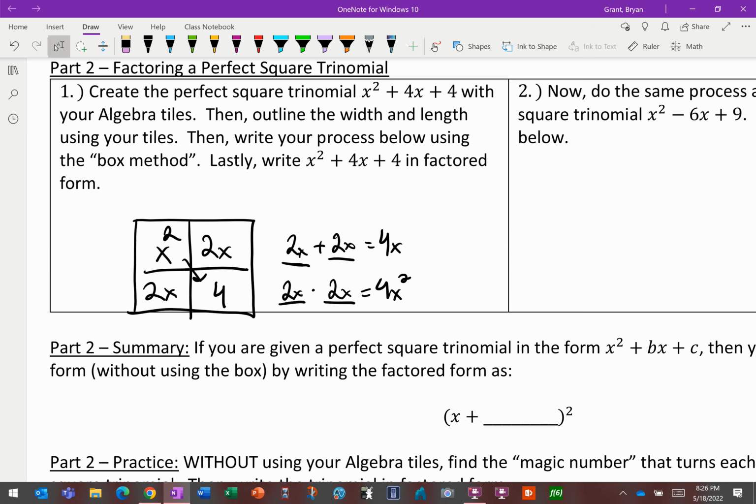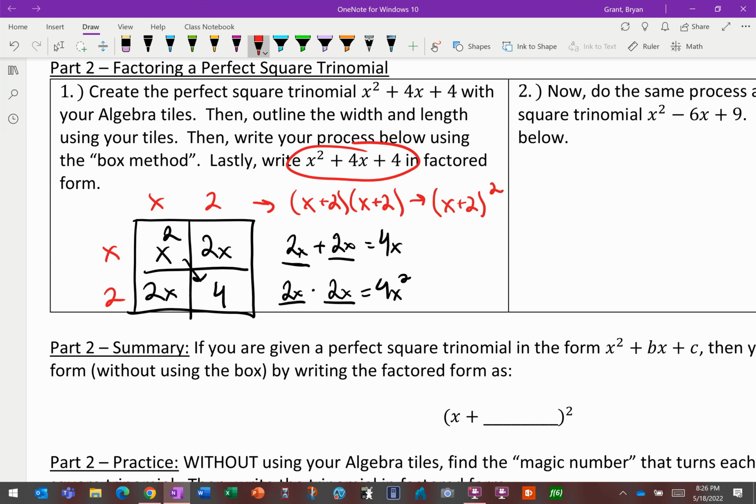There we go. So to find the outsides, to put this in factored form, x and x, 2 and 2, and so we end up with x plus 2 times x plus 2. And in fact, people would write that even more simply. They would just say that that is x plus 2 squared. Not bad. So anytime we get a perfect square trinomial, you should expect it to factor as something times itself.